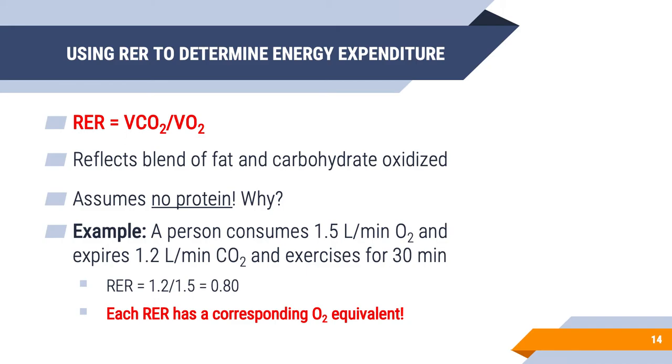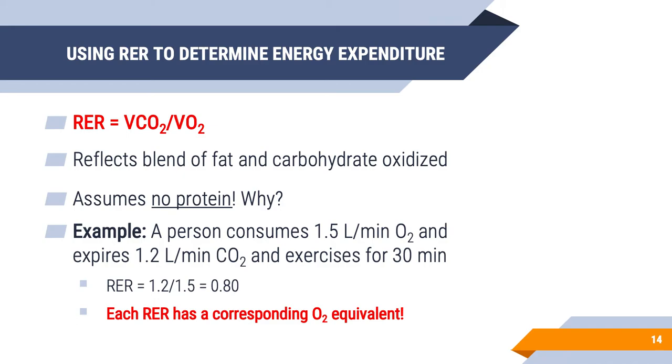So here's an example in which a person consumes 1.5 liters per minute of oxygen and expires 1.2 liters per minute of carbon dioxide, and they're exercising for 30 minutes. We can go ahead now and calculate their energy expenditure. So now we know RER is CO2 over O2, in which we get 0.80.